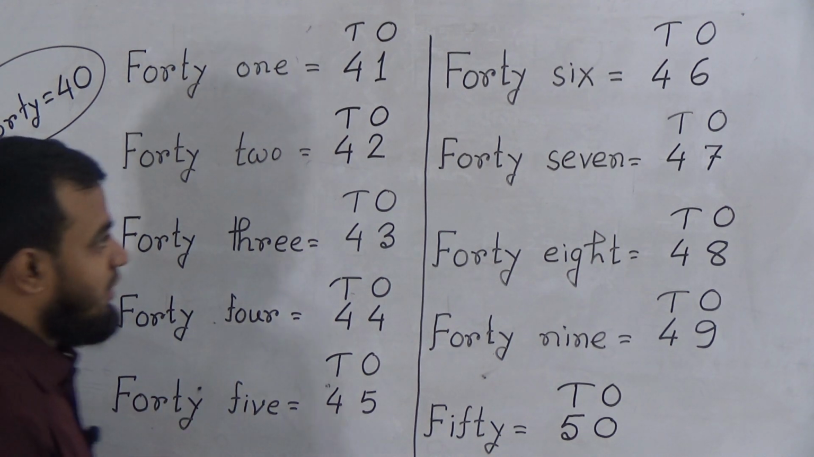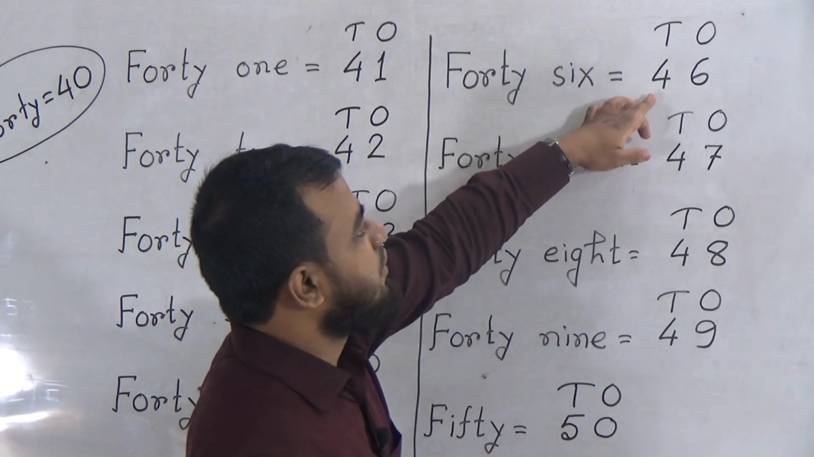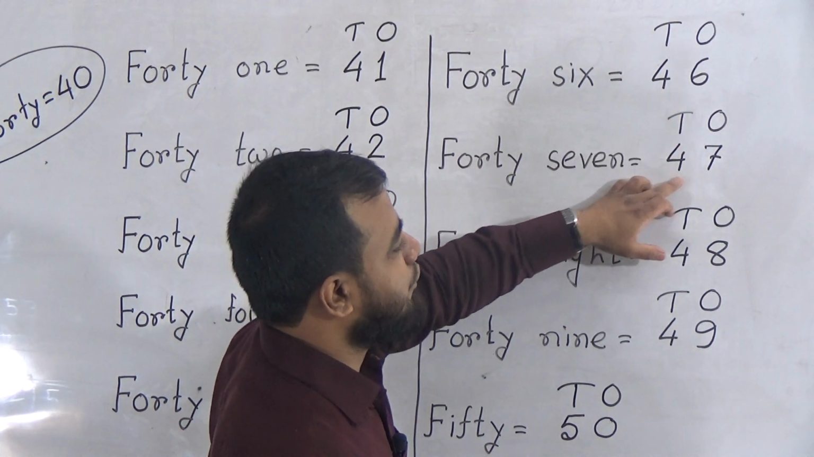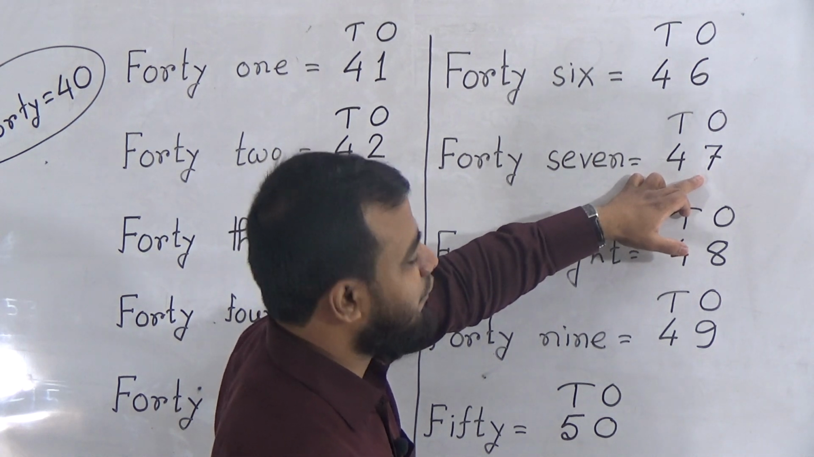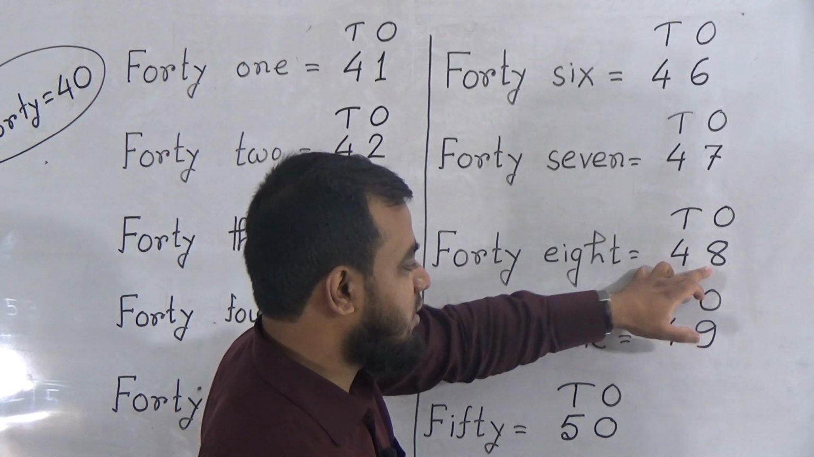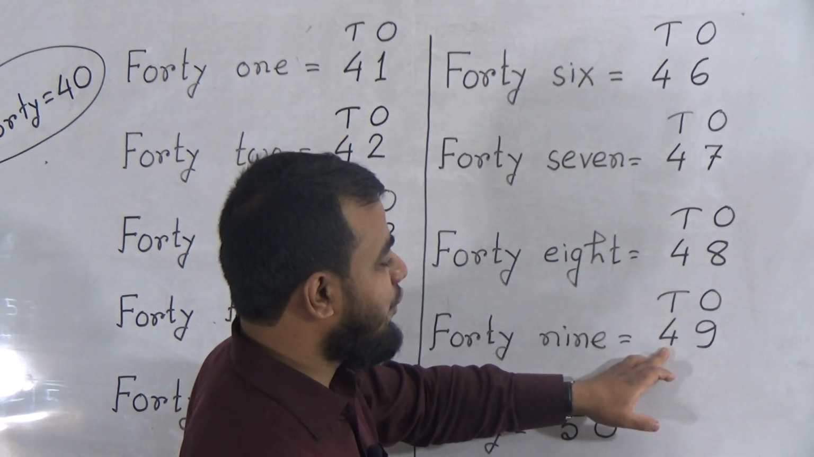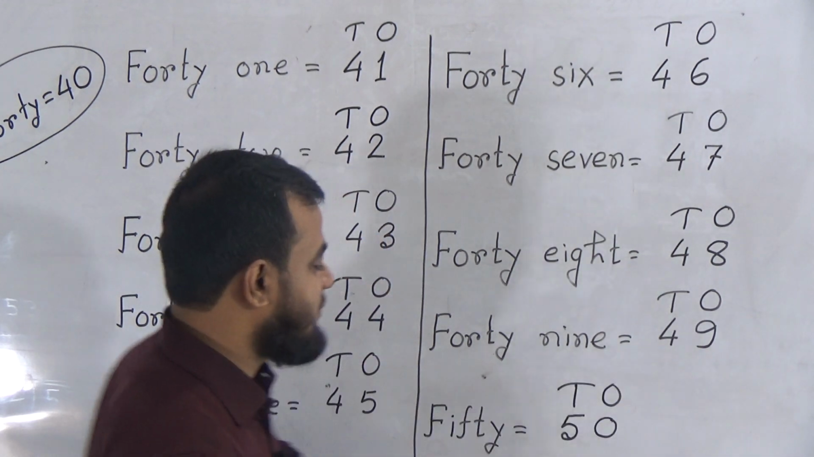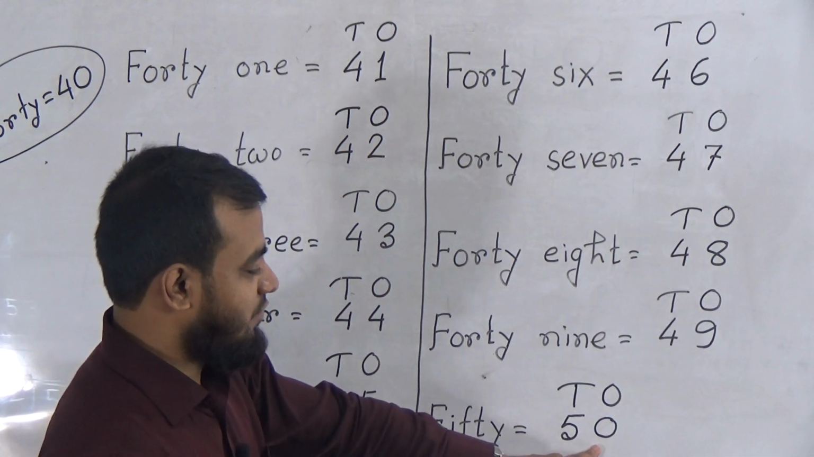And then the number that comes is 46. Okay, 4 and 6 makes the number 46. Then the number is 47. It's 4 and 7 makes the number 47. After 47 the number that comes is 48. It's 4 and 8 makes the number 48. Then it's 49. Okay, 4 and 9 makes the number 49. The next number after 49, that means our last number, is 50. It's 5 and 0 makes the number 50.